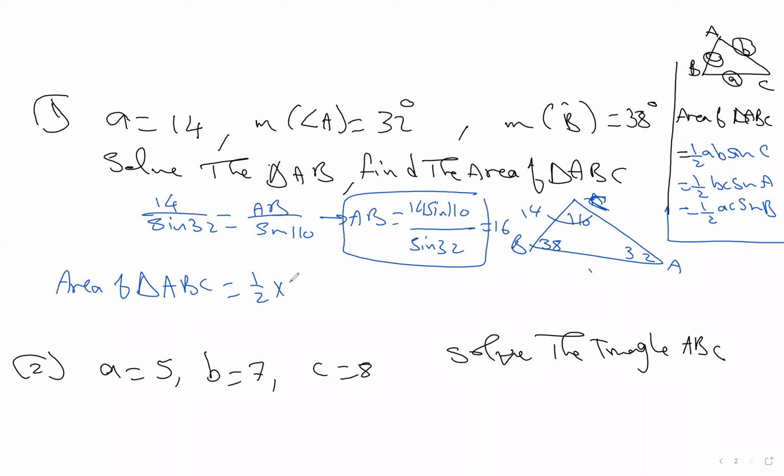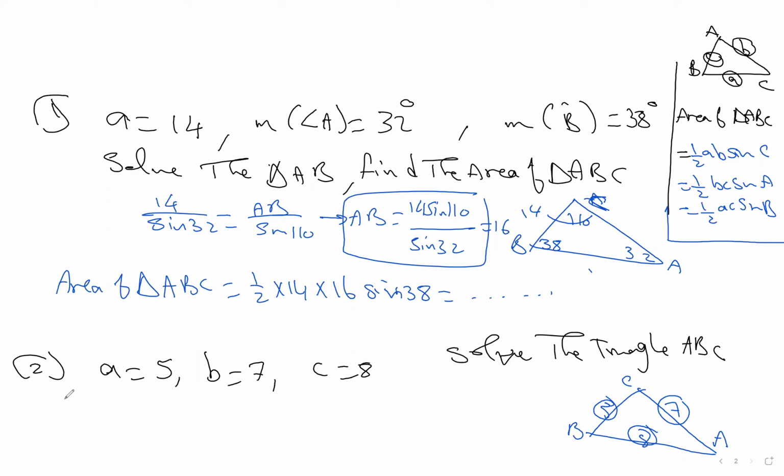which is half times 14 times 16 sine 38, and you can find it by using the calculator. Okay. For this triangle, you have the lengths of the three sides, then you can find any angle of them. A is 5, B is 7, and C is 8.